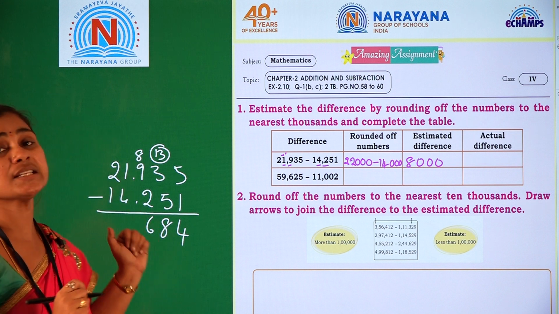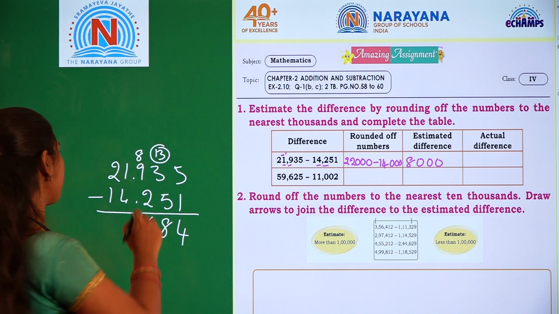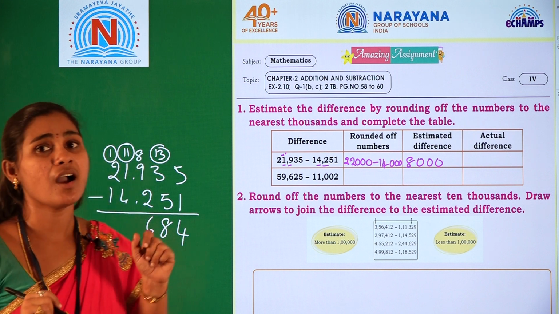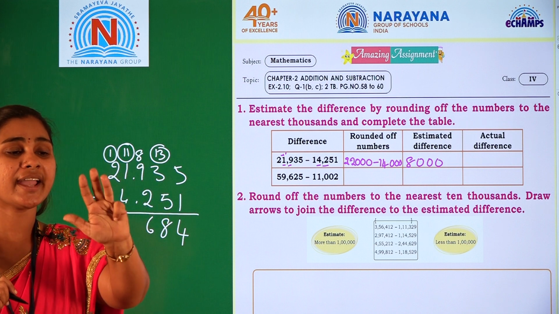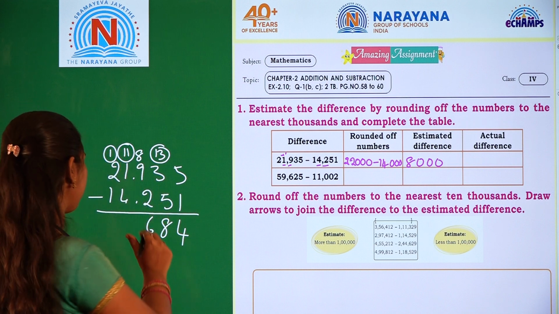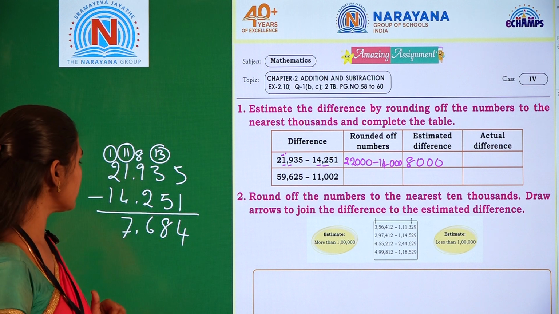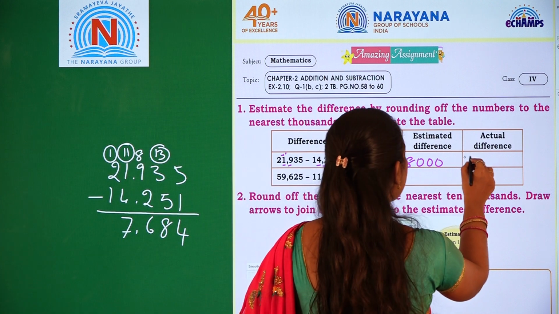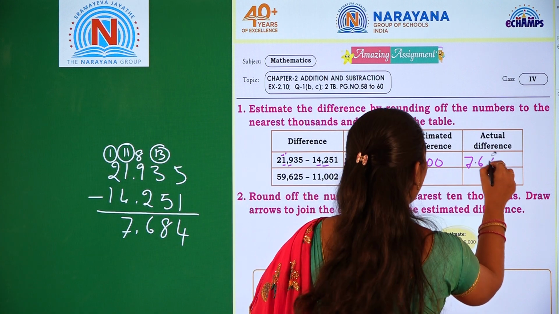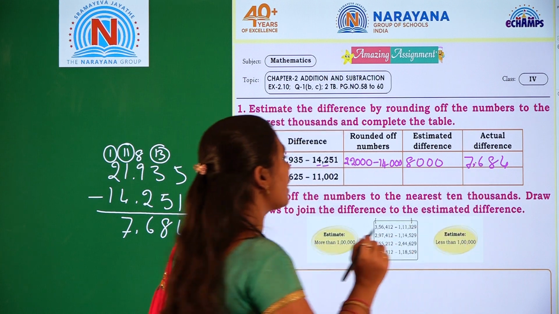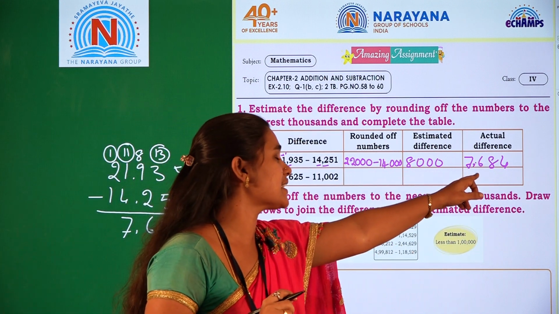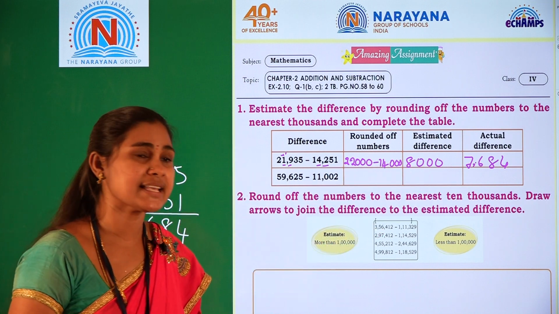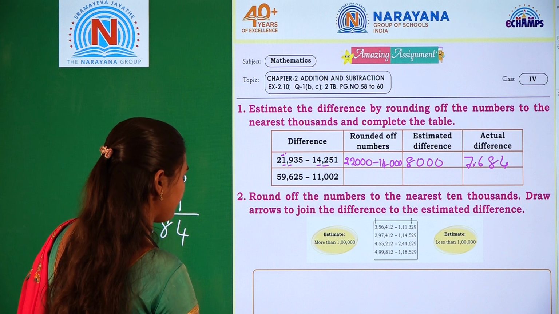Again, 1 minus 4 is not possible. But it will become 11, and the next digit will become 1. Now, 4 after 5, 6, 7, 8, 9, 10, 11. 7. Now, what answer did we get here? 7,684. You can observe here, my dears, the approximate value. If you round 7,684 to the nearest thousands, we get the answer as 8,000. I hope you understood.